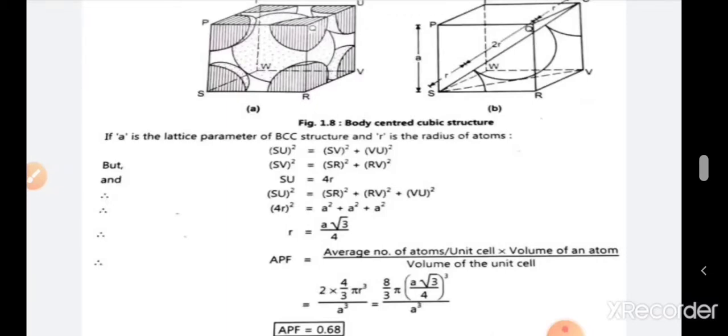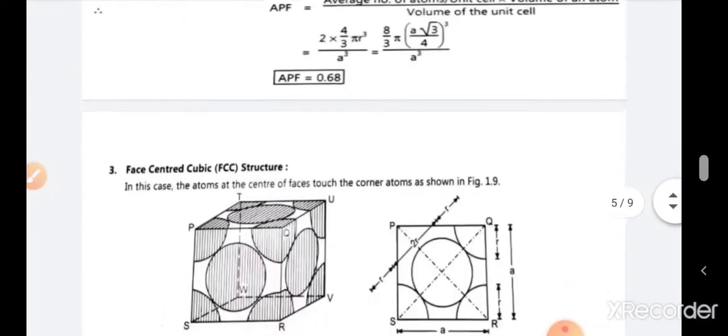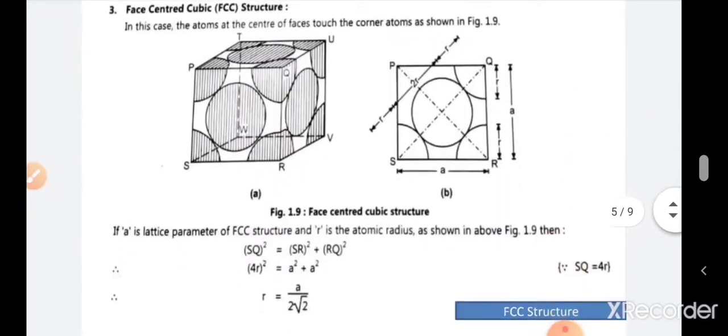Now we will see the next crystal structure, that is face centered cubic structure. As we already learned, in the case of face centered cubic structure, the number of atoms in the unit cell is 4.